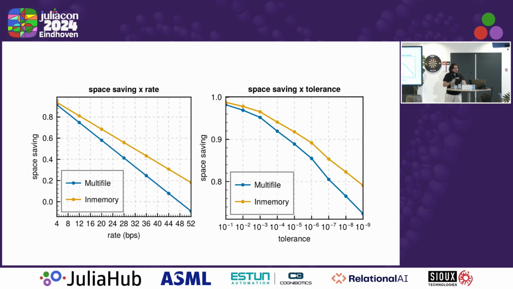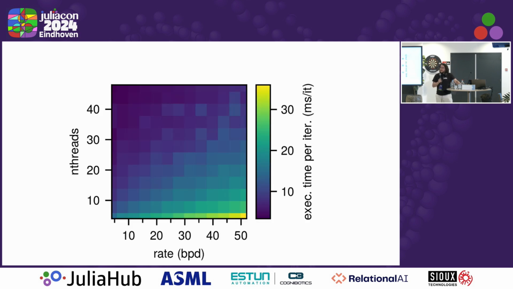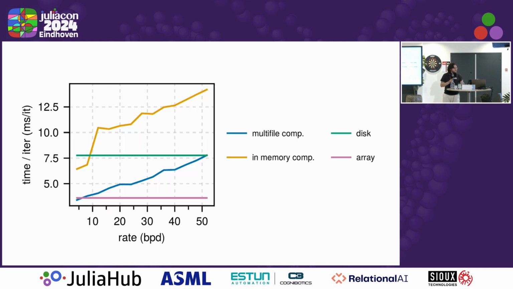It's a linear relationship for the rate. For the tolerance, it varies with the data. The speed is pretty good, but it varies with the number of threads that you have. In this case, you have a lesser execution time per iteration if you have a high number of threads, which makes sense. And you can see here that the time per iteration for the multi-file compressor is bounded by just saving to array and saving to disk, which makes sense too.